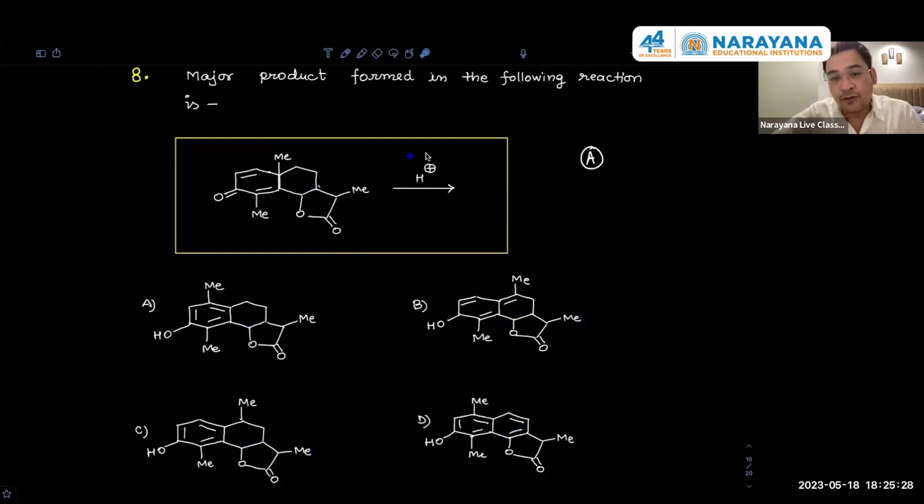Now, where to do the protonation? Obviously, we have only one option. Do protonation. The pi bond will shift, and you will get a cation. Pi does resonance, you will get a cation. Methyl migration, you will get a cation. Do resonance, you will get a cation. Remove one H, and you will get aromaticity back. So option A is the perfect option.